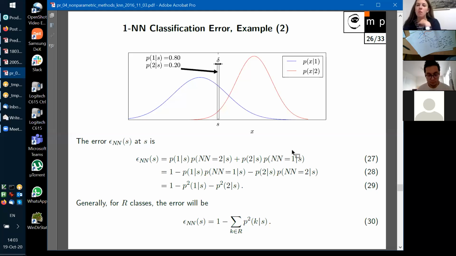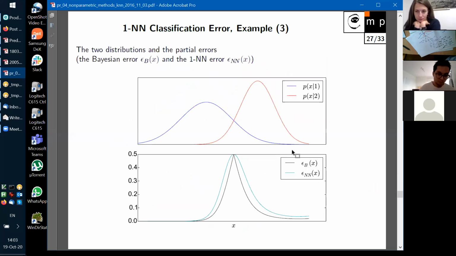So this is the more general result for K classes. And here we see, for this particular example, the difference between the Bayes error, which is the black curve, that's just the minimum of the two, and the cyan, which is the error of the nearest neighbor. So at 50, there's no difference, at the point where both have 50-50, which is the worst case situation.